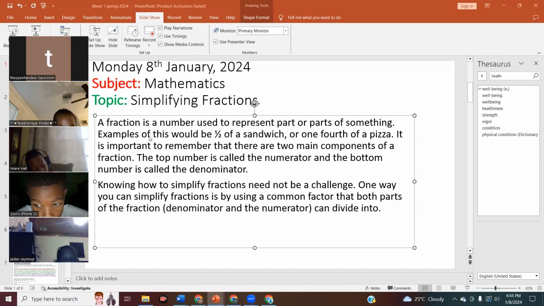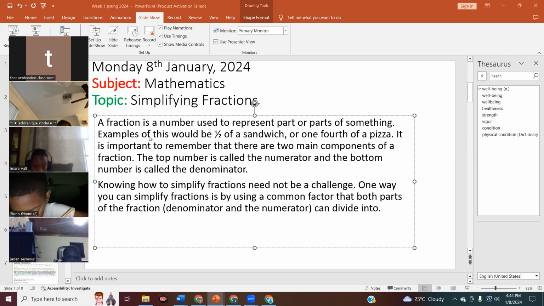A fraction is a number used to represent part or parts of something. Examples of this would be 1/2 of a sandwich or 1/4 of a pizza. It is important to remember that there are two main components of fractions. The top number is called the numerator and the bottom number is called the denominator.